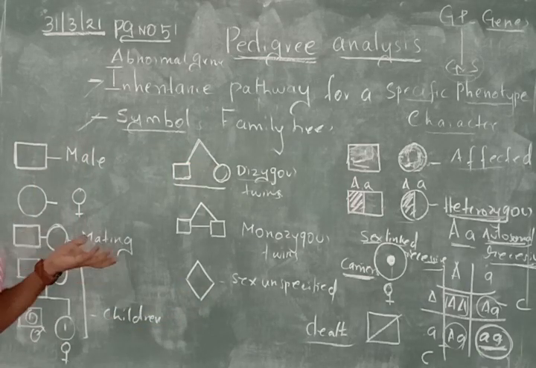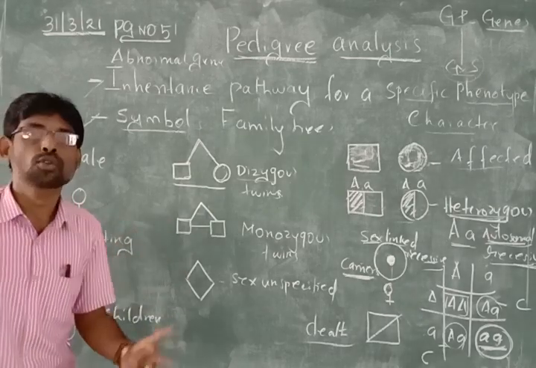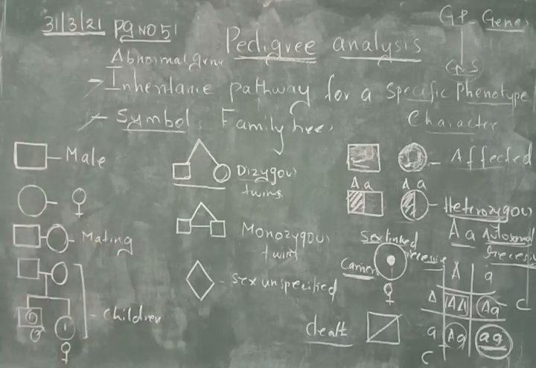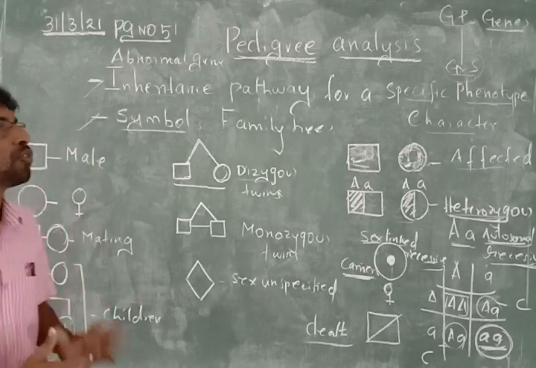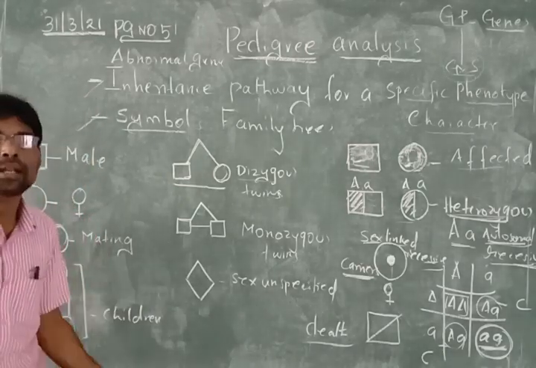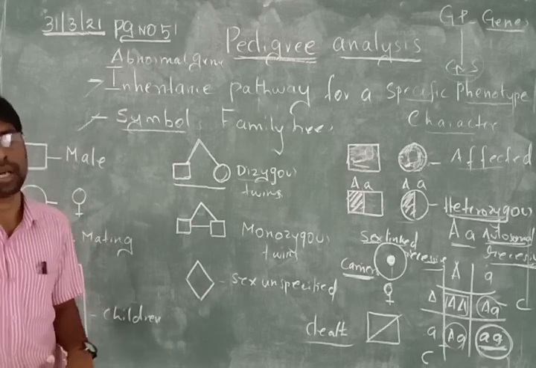Right. So today we have discussed two different topics. One is called karyotyping, and another one is called pedigree analysis. In the following classes we will be discussing genetic disorders, and with that we will successfully complete our fourth chapter. Okay.